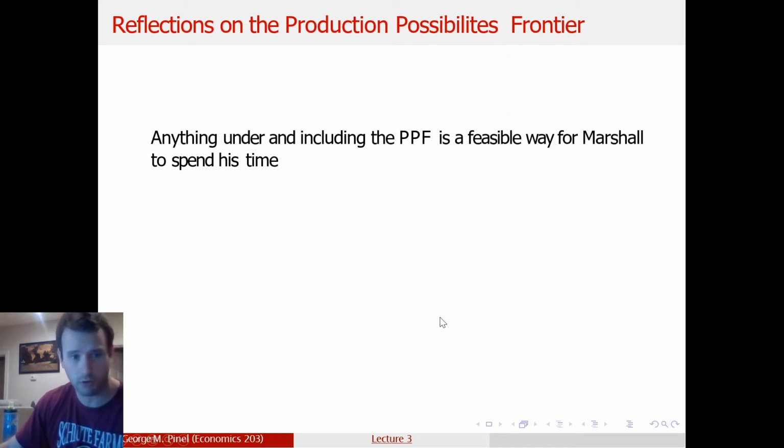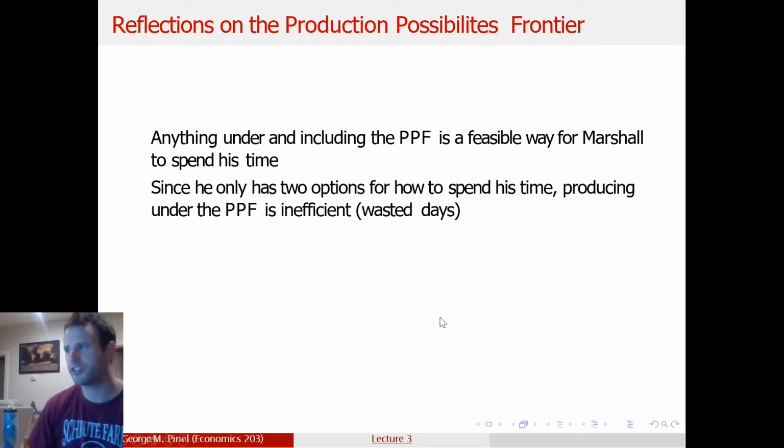That's feasible as well. But since he only has 2 options for how to spend his time, producing under the PPF is inefficient, leads to wasted days. So if he's making 0 cars and 0 songs, he has 7 days left over where he's not doing anything. But if he's making 7 songs, he's spending all of his time, so that's considered efficient. He's not wasting any days. So the wasted days, the wasted resource, the wasted budget is what we consider inefficient.